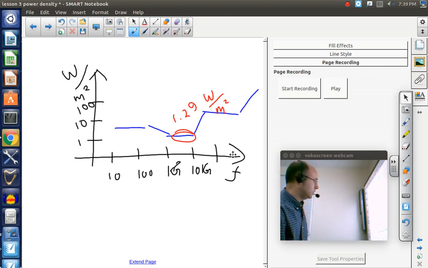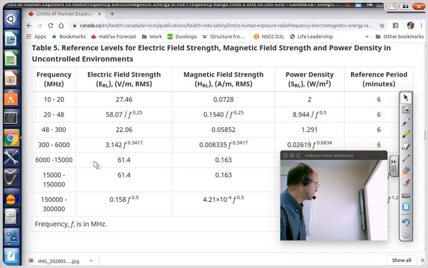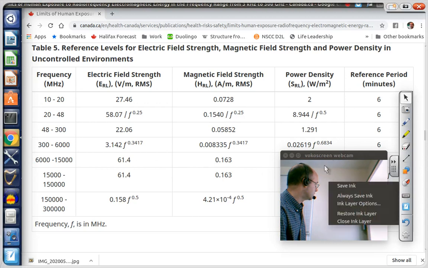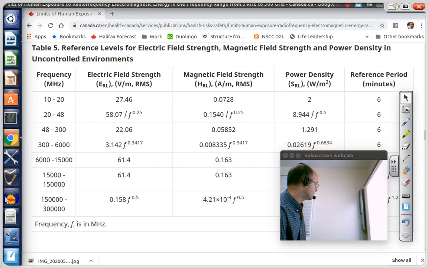And I'm going to use this most strict number regardless of whether it applies to frequency or not. We haven't talked about frequency yet, so regardless of whether it applies or not, we're going to go with the most strict definition and give you rough ideas of how that applies.